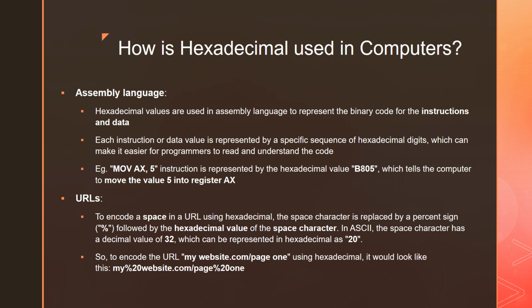Next, commonly used hex in URLs. To encode a space in a URL using hexadecimal, the space character is replaced by a percent sign followed by the hexadecimal value of the space character. In ASCII, the space character has a decimal value of 32, which can be represented in hexadecimal as 20. So to encode the URL my space website.com/page space 1 using hexadecimal, it would look like this: wherever I get a space in my code, I'll be replacing the space with a percent sign. My%20website.com/page, again %20 and then 1.